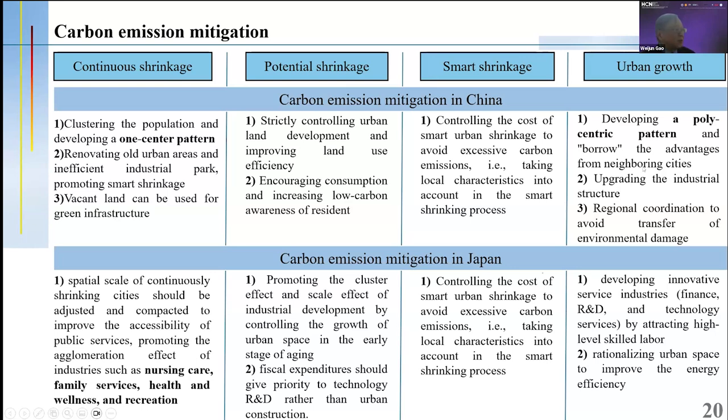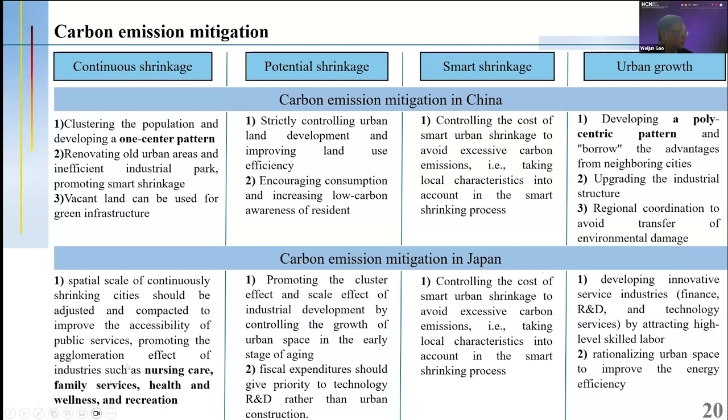Also I think here, develop a post-center pattern and borrow the advantage from neighbor cities, upgrading the industrial structure, and regional cooperation to avoid transfer of the environment damage. For the urban growth pattern in Japan, we think we need to develop innovative service industries, such as financial, research and development, and technology service, by attracting high-skilled people. Now the Japanese government is changing a lot of policy to invite a lot of foreign talent to come in to do this kind of thing. Also, rationalize urban space to improve the energy efficiency.